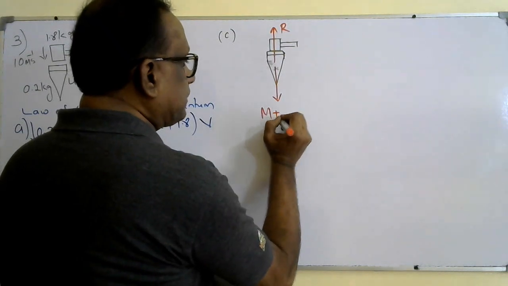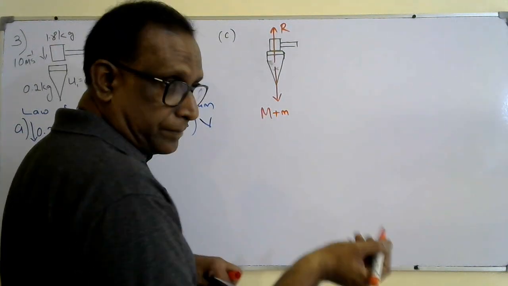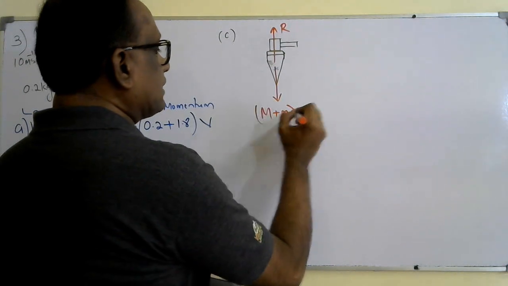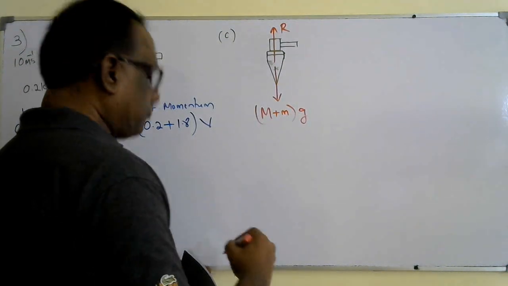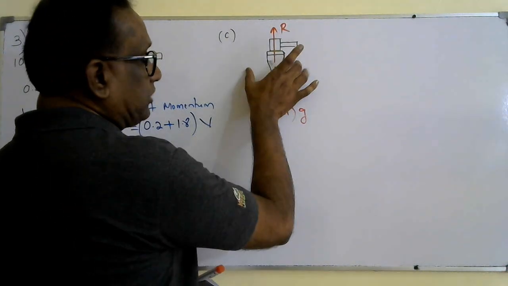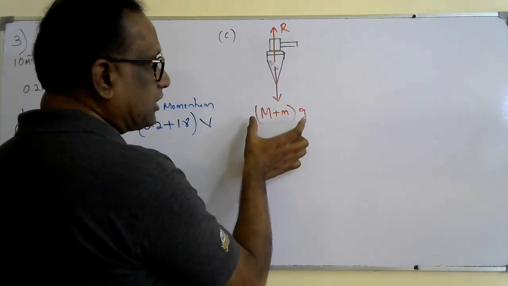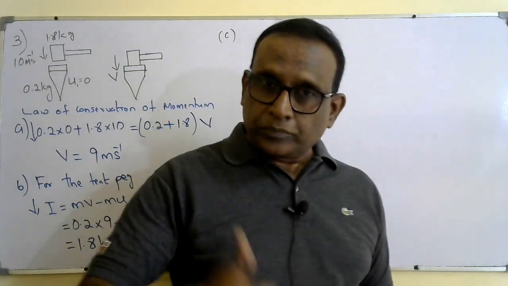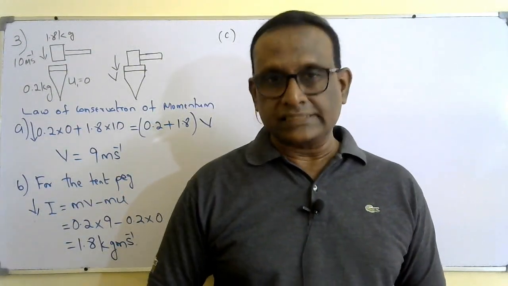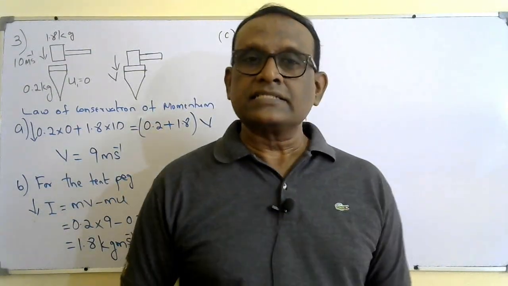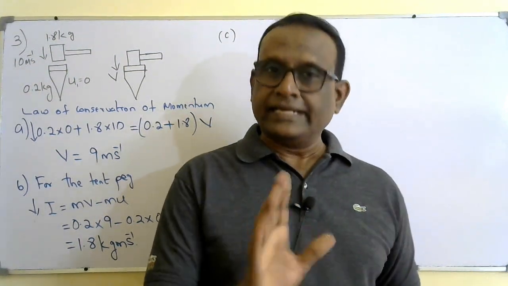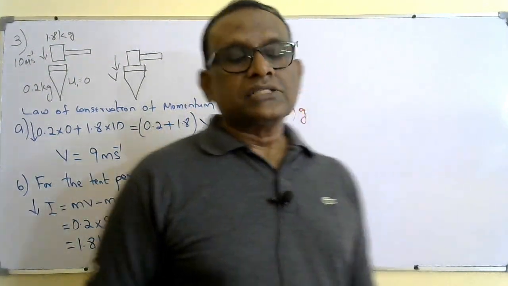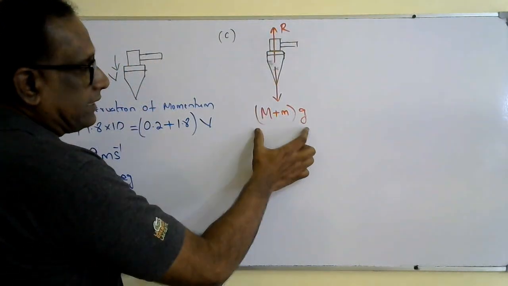The weight is the mass of the hammer plus the mass of the tent peg, times g. These are the two forces acting on it, but it's coming to rest because R is greater than the total weight, otherwise it won't come to rest. A resultant force opposite to the motion will cause deceleration. Whenever an object experiences a resultant force opposite to the motion, it will decelerate and stop. So here R must be greater than the total weight.